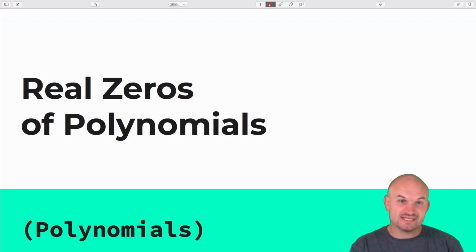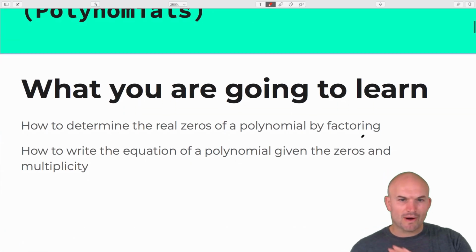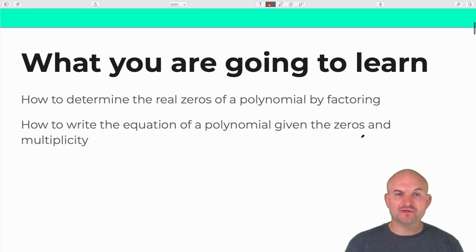But we're only going to focus on rational zeros, and we're not going to look at the graph like we did in the first lesson in this chapter of polynomials. We're just going to look at factoring, how to find the real zeros via factoring, and that's going to basically be our main purpose. So what we're going to cover in this lesson is how to find the real zeros by factoring, as well as how to write the equation when given real rational zeros and their multiplicity. All right, so that's basically the two ideas that we're going to cover.